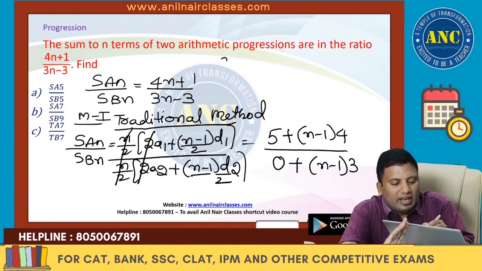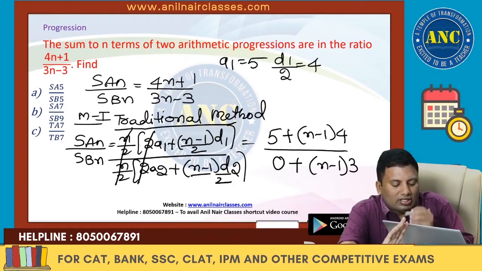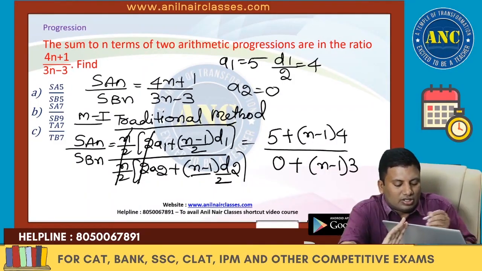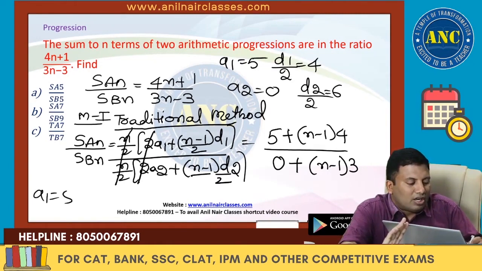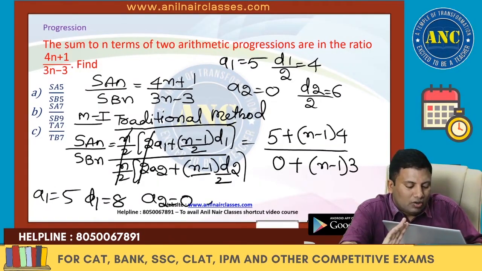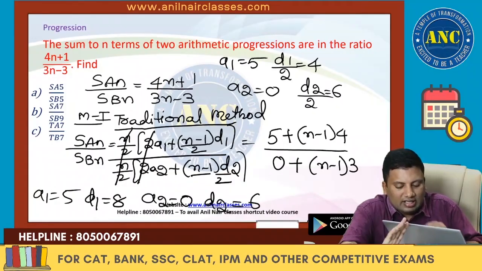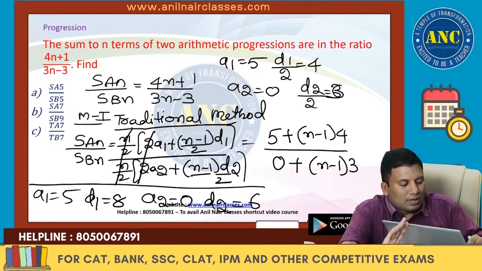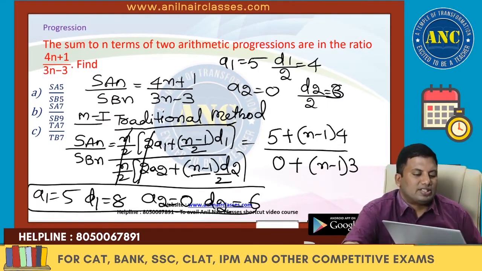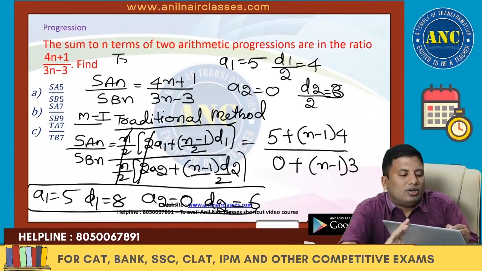So what is the A1 value? A1 is nothing but 5. What is the D1 value? D1 by 2 is nothing but 4. What is the A2 value? It is nothing but 0. What is the D2 value? D2 is nothing but 6. So A1 you got 5, D1 you got 8, A2 you got 0, D2 you got 6. Substitute in the question and you will get the answer.